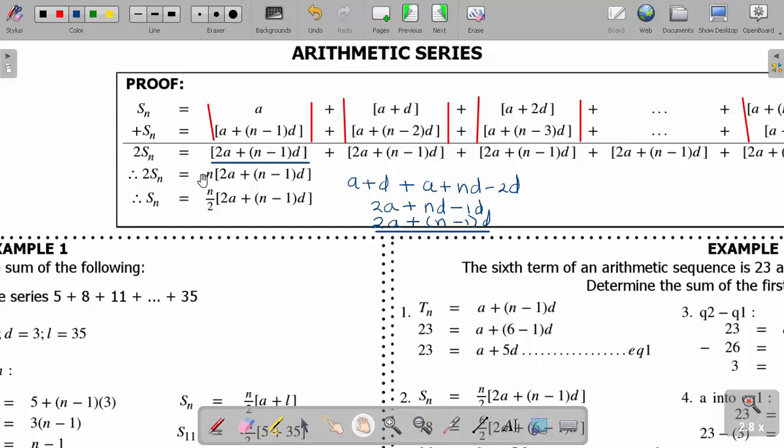This n which you see here shows us that these sums are as many as this n number. If n was 10, it's going to be 10 multiplied by this. But because I'm looking for my Sn, I divide by 2 both sides. It gives me Sn equals n over 2 times (2a plus (n minus 1) times d). So that's how we do it, guys. I hope we are together.